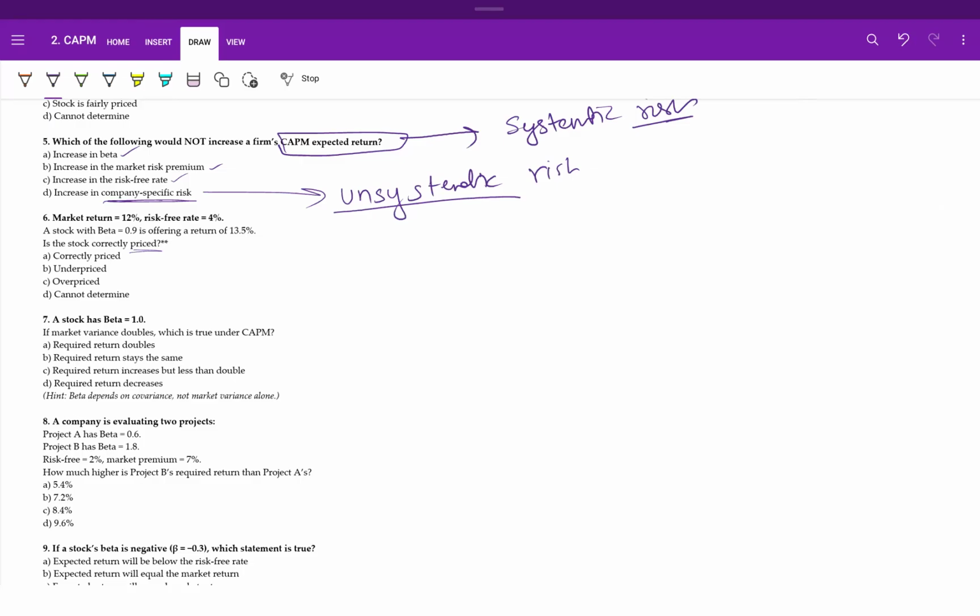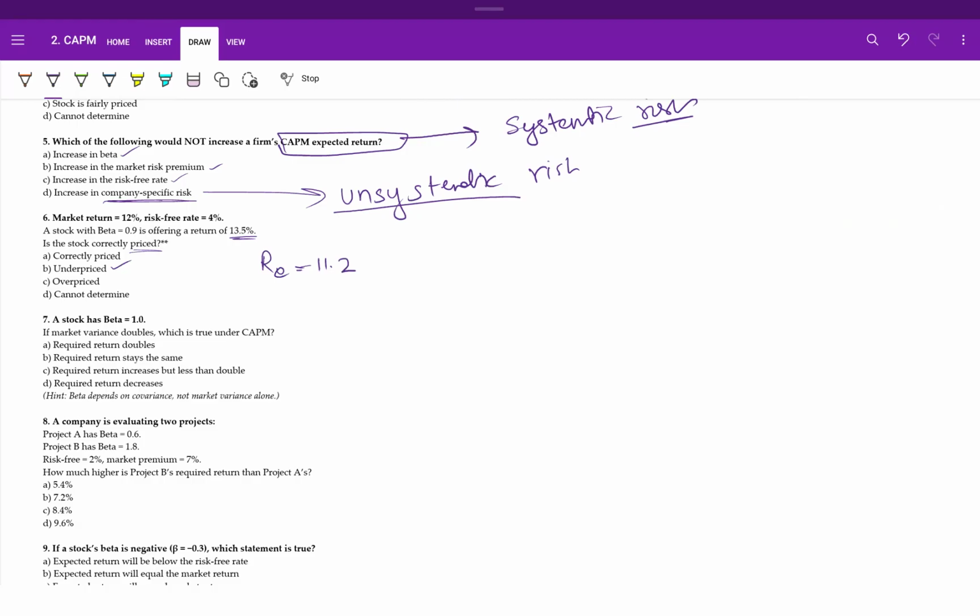When we calculate the expected return of this stock, it's 11.2, and the actual return being offered is 13.5. So this means that the stock is actually underpriced. I hope you have understood why I have taken the expected return. I have calculated it by plugging in all the numbers.